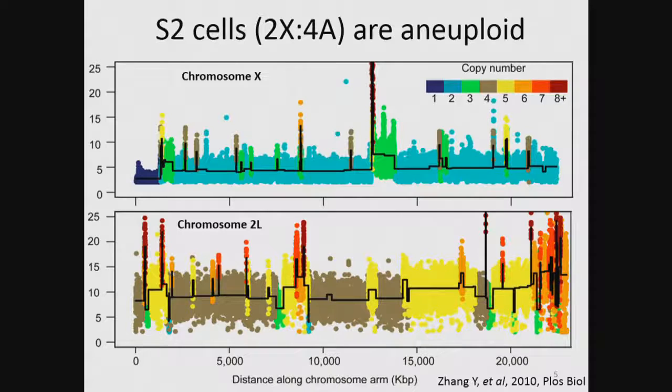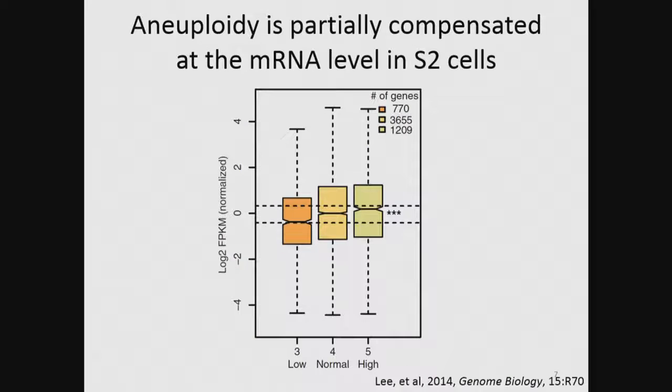As a case, take the S2 cell line, the most popular cell line using Drosophila. The y-axis is copy number for each genomic region, also represented by different colors. Most gene regions have 2 copies, but some regions have more than 2 or less than 2. So the question is how these genetic changes will impact gene expression and the cellular level as a whole. It's already known that gene expression at the mRNA level can be compensated.